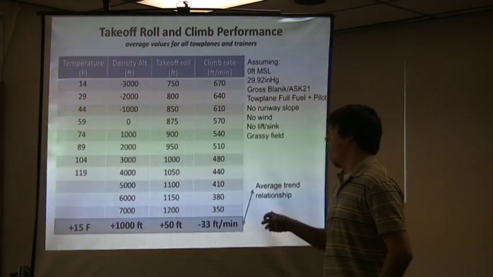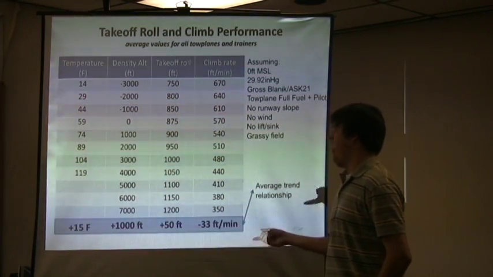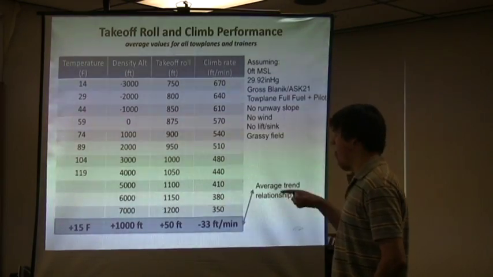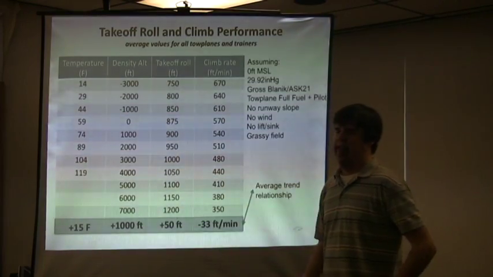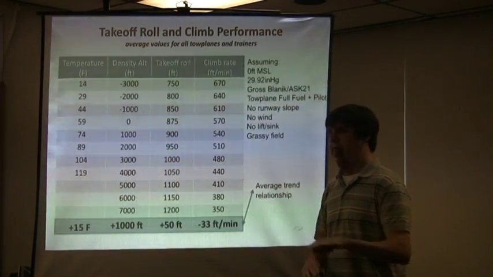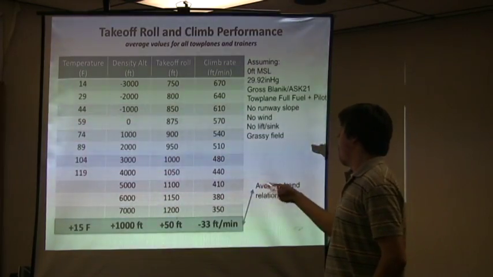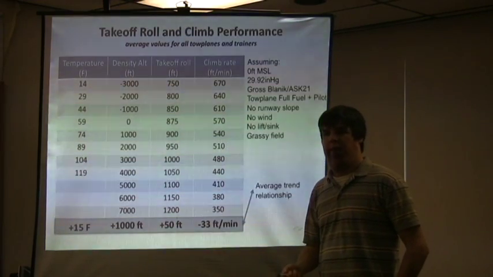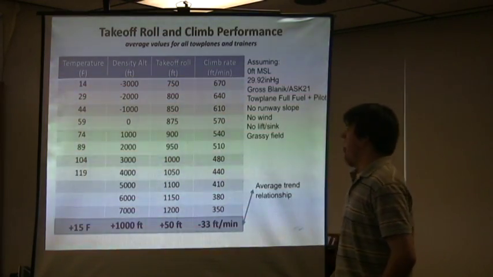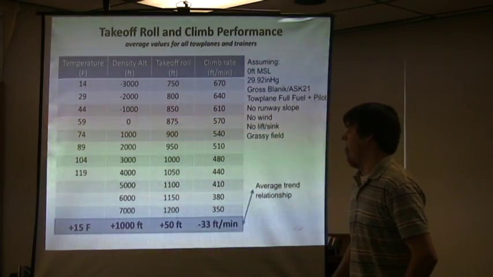So on average, we're flying anywhere between 1,000 and 3,000 feet density altitude. So you can see that corresponds with about 900 to 1,000 feet takeoff roll. That's the amount of roll you need to get the wheels off the ground. And then after that point, you're climbing anywhere from 540 to 480 feet per minute on average. And then you can see how the temperature corresponds over there.